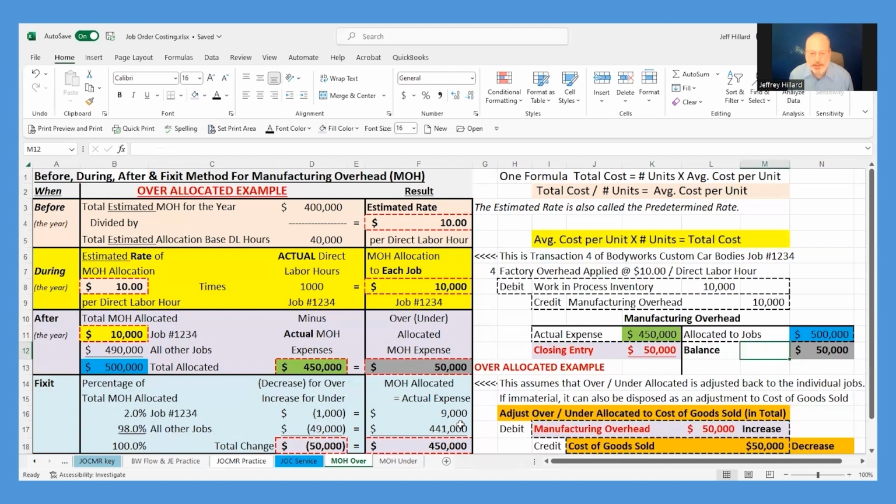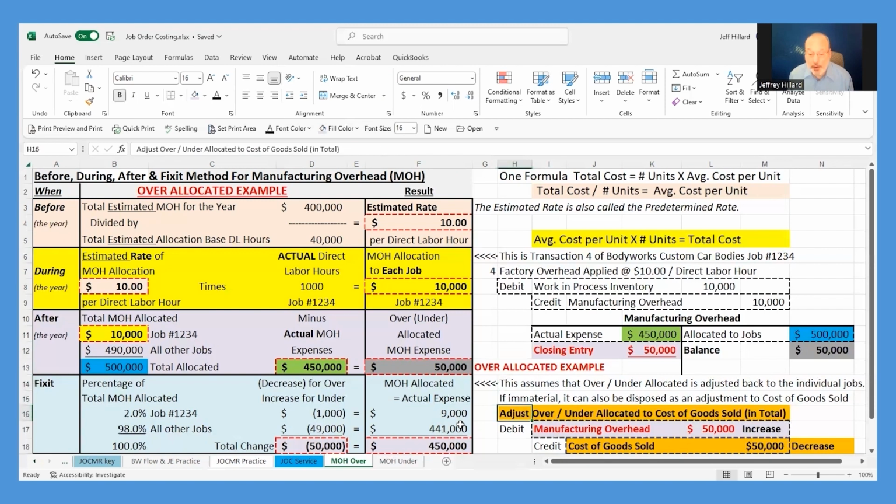And this means that we've over allocated, we've put too much cost into the jobs by $50,000. So we need to get rid of that and close that account out. Otherwise, our financial statements will be incorrect. So there are two ways to do it. The simplest way, we're going to go down here.